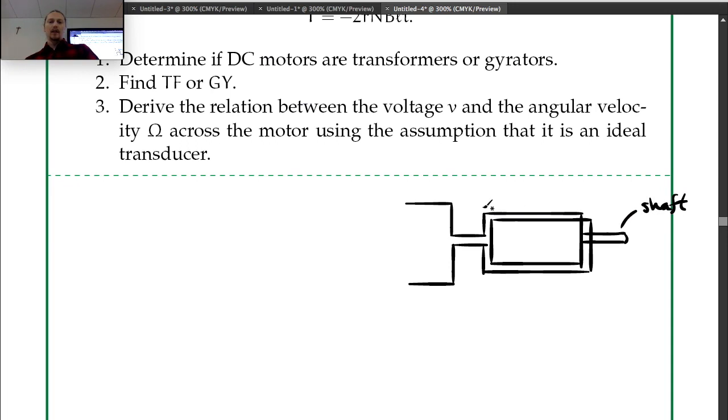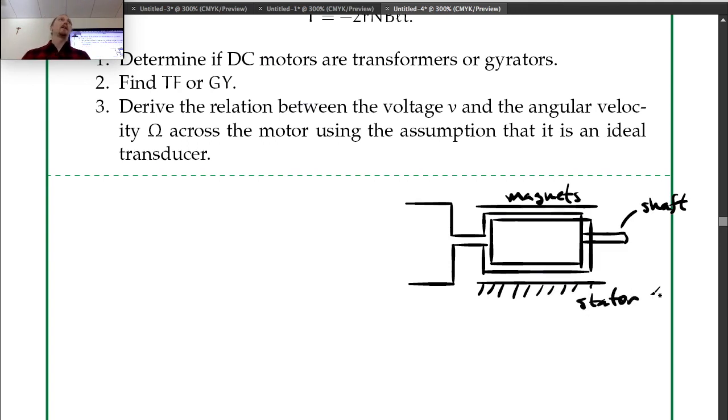And then you have out here either permanent magnets or another electromagnetic field. So I'll just write magnets out here, and this is called the stator. This is the part of the motor, the housing, that doesn't turn. So the rotor is in here.